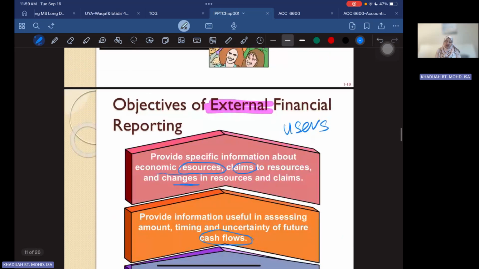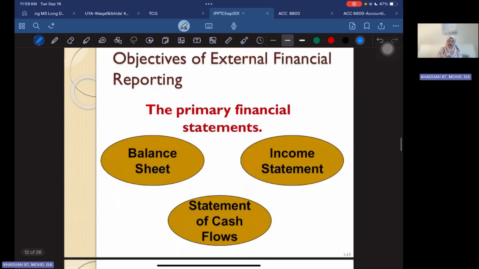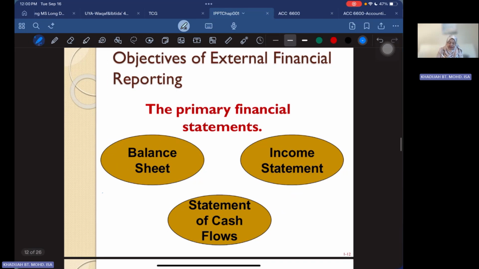So the objective of external financial reporting is actually represented, for example, here: to provide specific information about economic resources, claims to resources, and changes in resources. This is actually covered in your balance sheet. Normally we call it a balance sheet, or sometimes a statement of financial position. So the name says that it's a financial position. What is the position of the company? We talk about the resources.